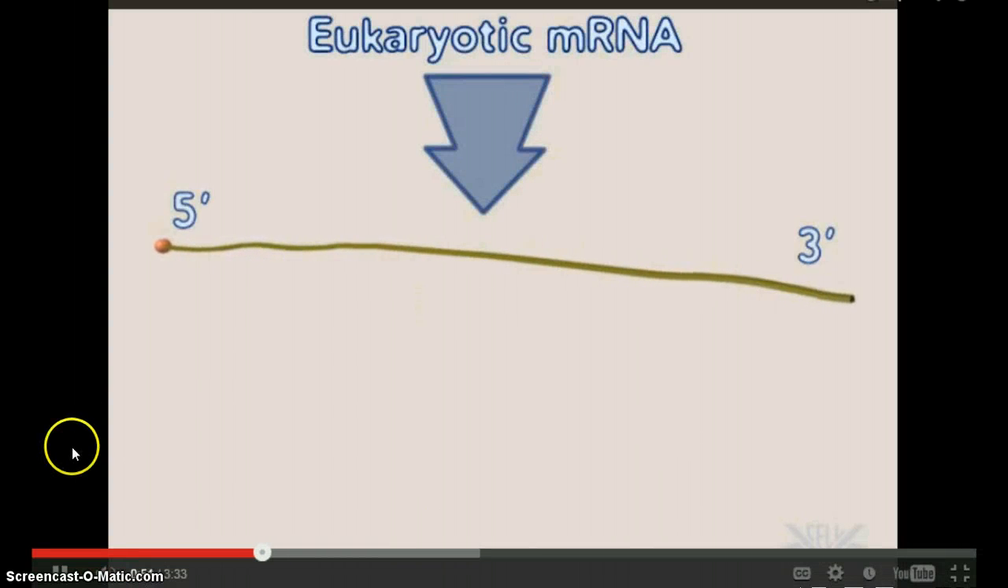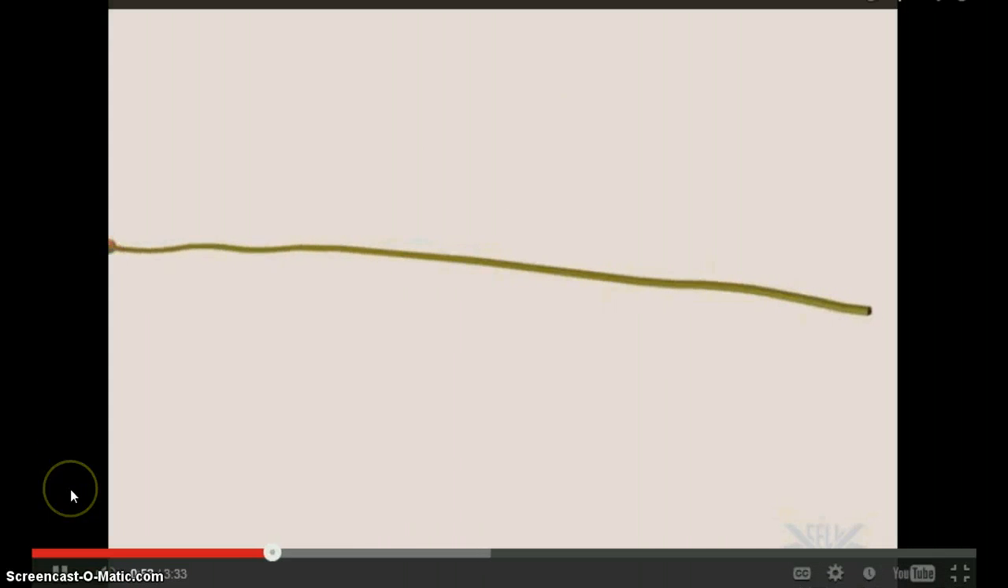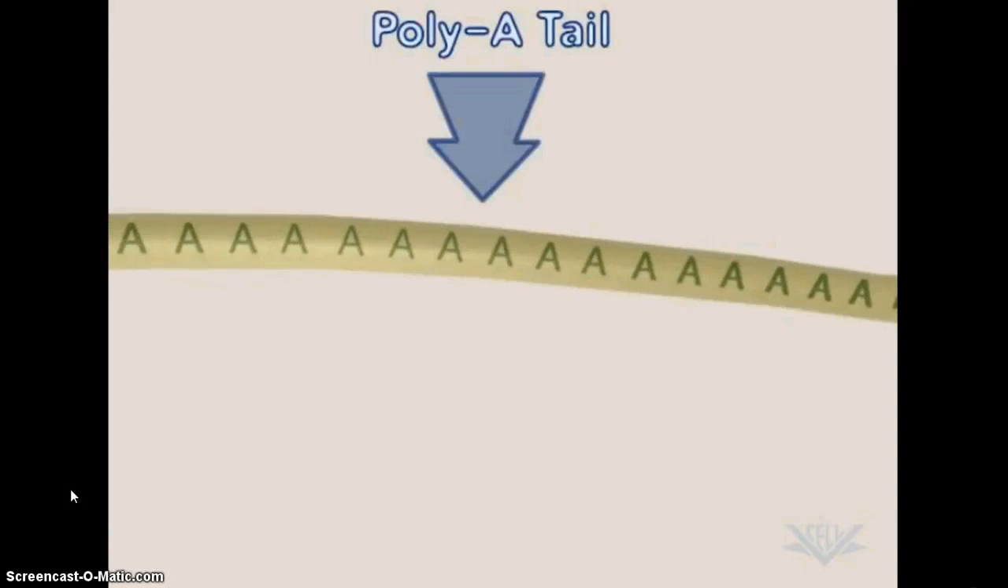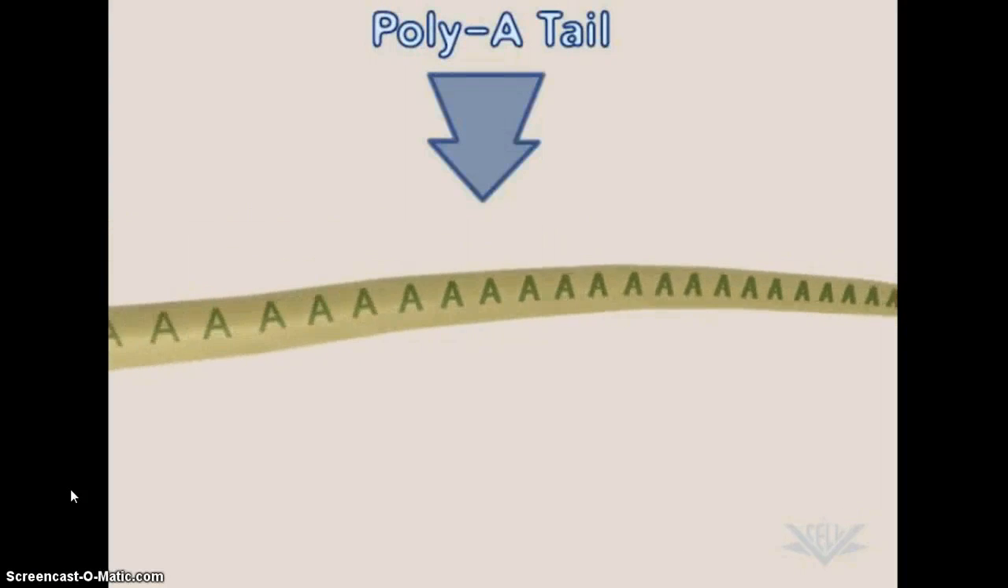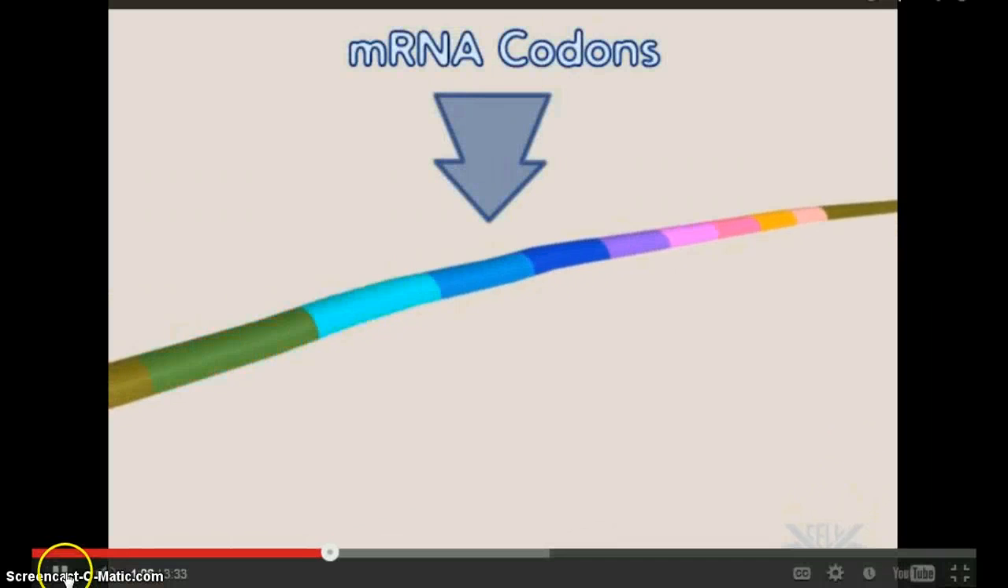Eukaryotic mRNA, the substrate for translation, has a unique 3' end called the poly A tail. You don't need to worry about that. mRNA also contains codons that will encode for specific amino acids.